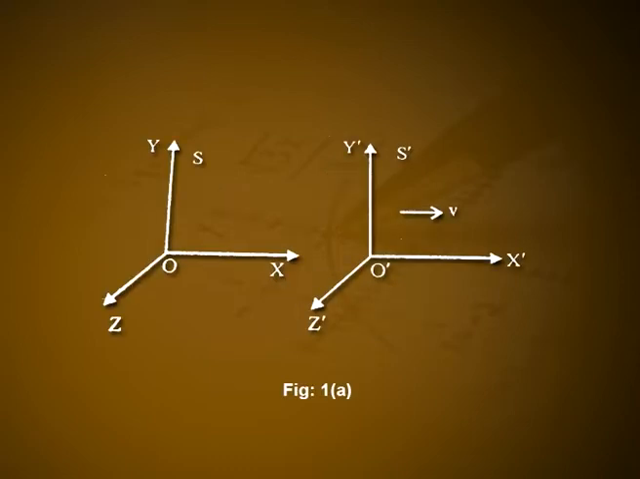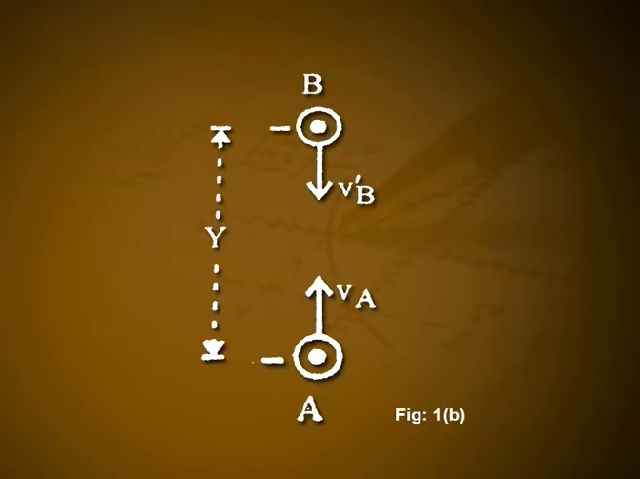In figure 1a, s and s dash are two inertial frames. The frame s is at rest and s dash moves along the positive x axis with a uniform velocity v. Consider an elastic collision between two particles a and b, which are separated by a vertical distance y. Before collision, a is at rest in frame s and b is at rest in frame s dash. Next, a is thrown in the positive y direction with a speed va and b is thrown in the negative y dash direction with a velocity vb dash at the same instant, such that va is equal to vb dash.